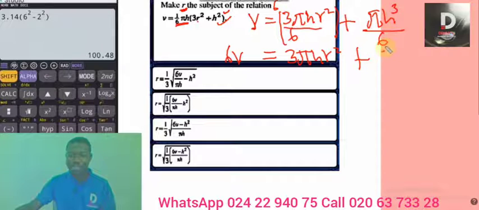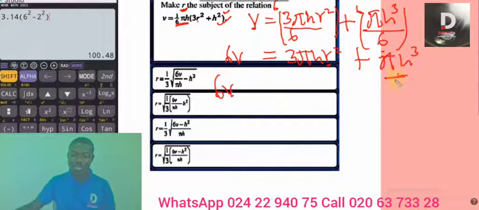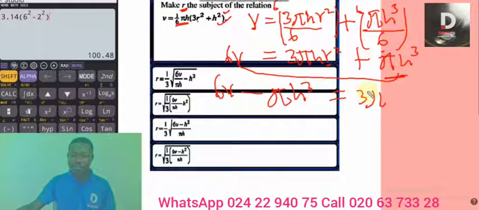Plus, similar thing happens here. If I multiply by 6, this is a whole term, multiplied by 6, it will cancel out. So I get pi h cubed. Our target is R. Take note. So we are going to group like terms together. So 6V must come to join this one, so that R will be alone for us to work on it. So it becomes minus. So minus pi h cubed equal to 3 pi h r squared.